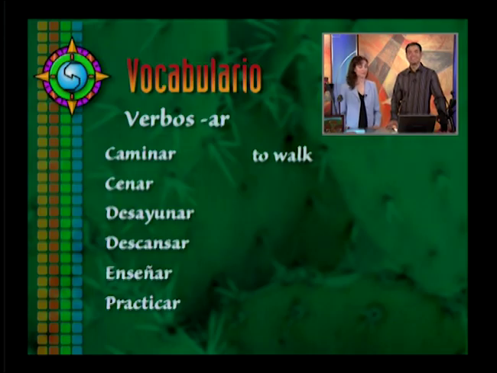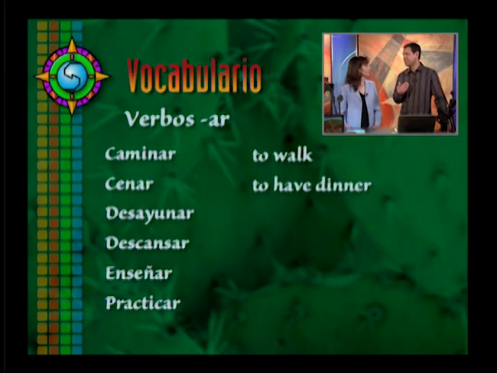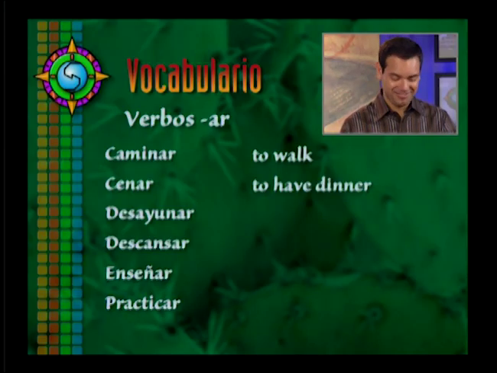El segundo es cenar. Y cenar es to have dinner. Muy bien. Yo ceno en el restaurante esta noche. Yo ceno en mi casa esta noche. Muy bien.